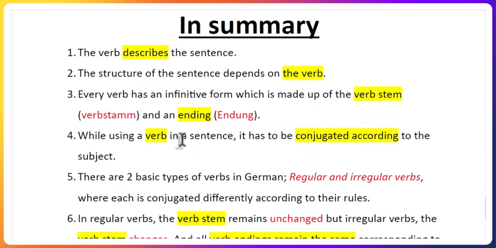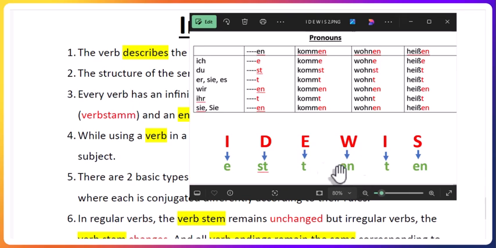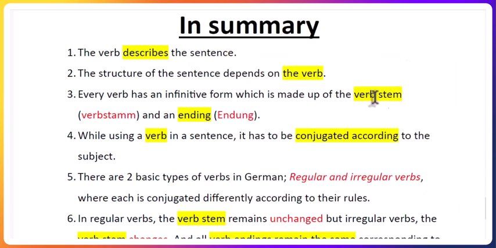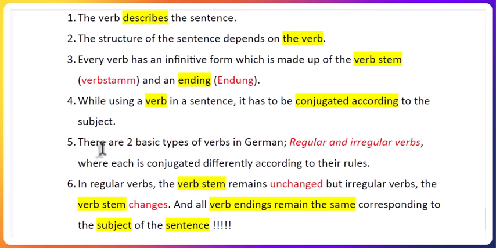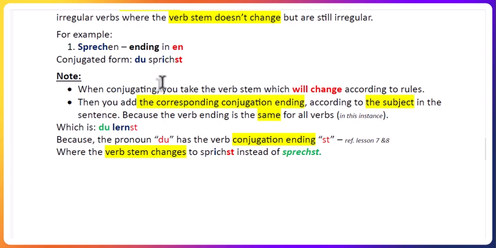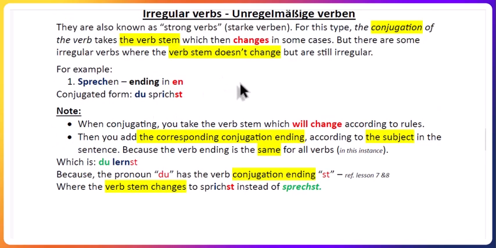Then number four: while using a verb in a sentence, it has to be conjugated according to the subject. The conjugation, if we don't do it, the sentence will be bogus. Okay, and there are two basic types of verbs in German: regular and irregular, where each verb is conjugated differently according to the rules. It's a rule, so rules you can't change.